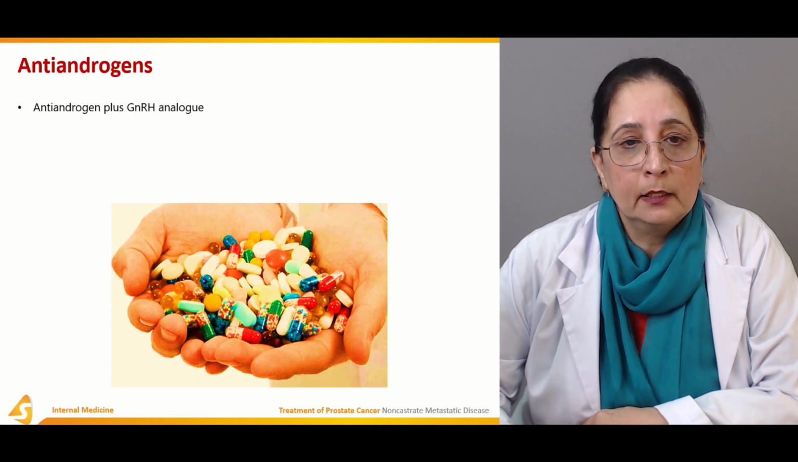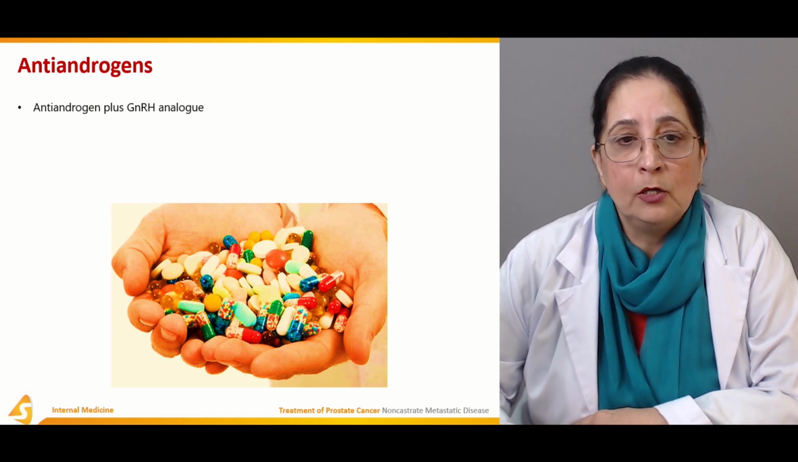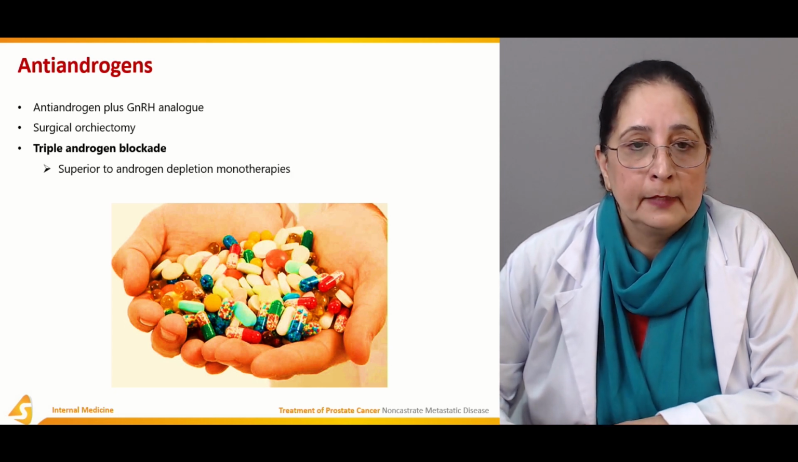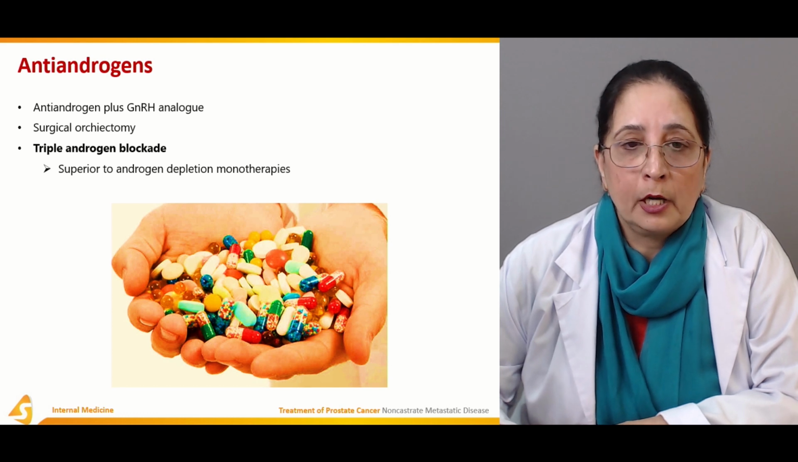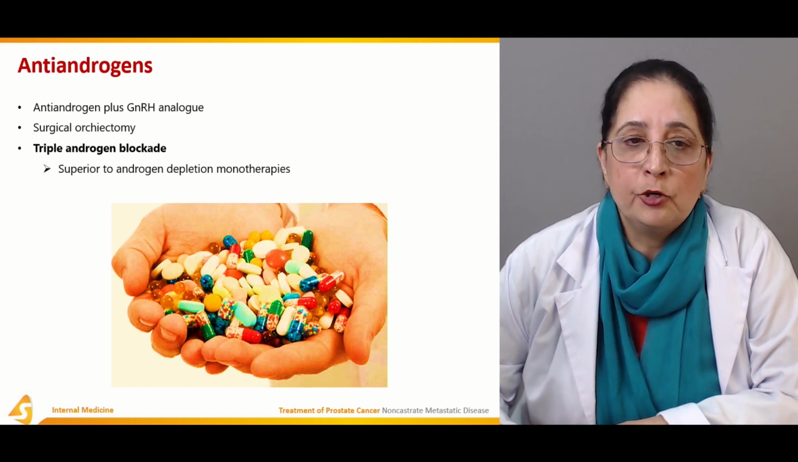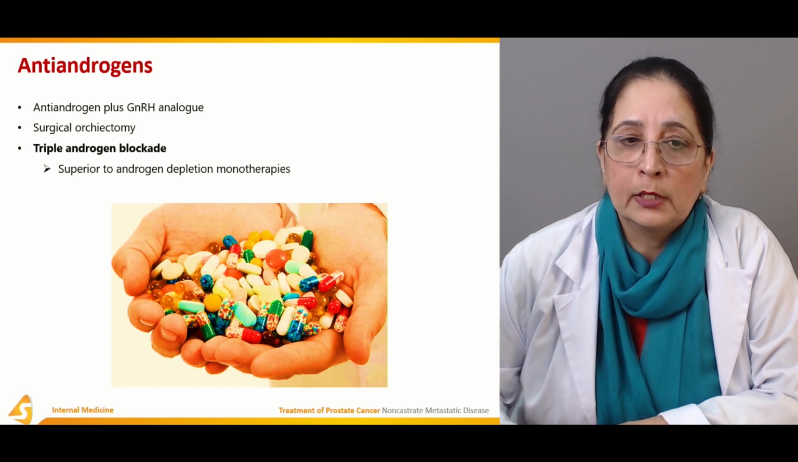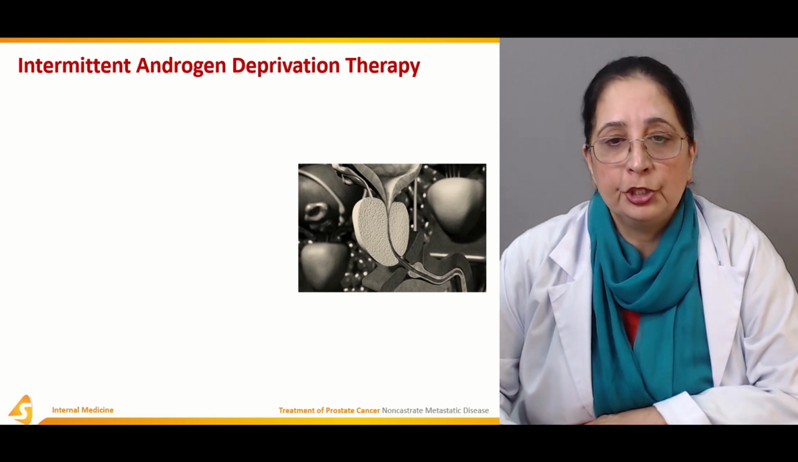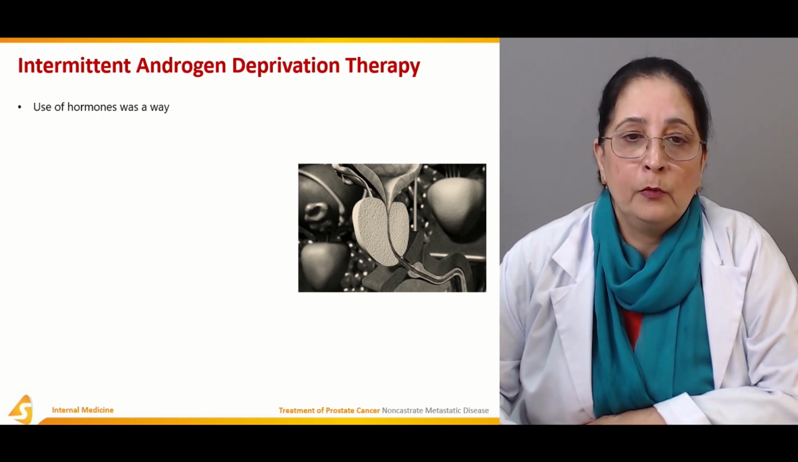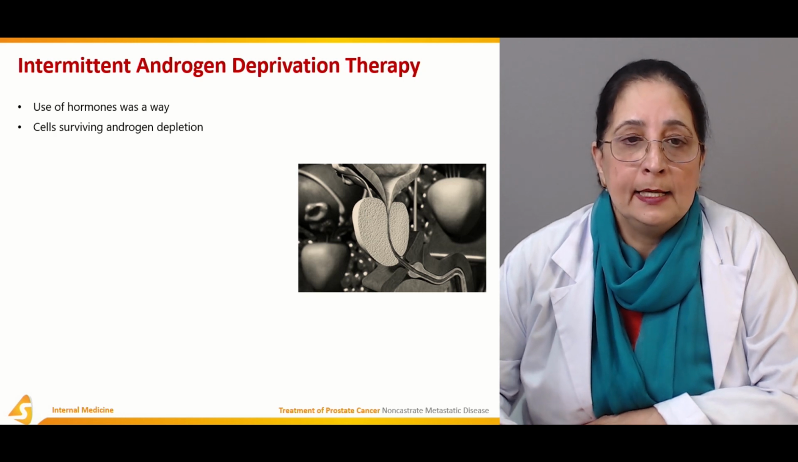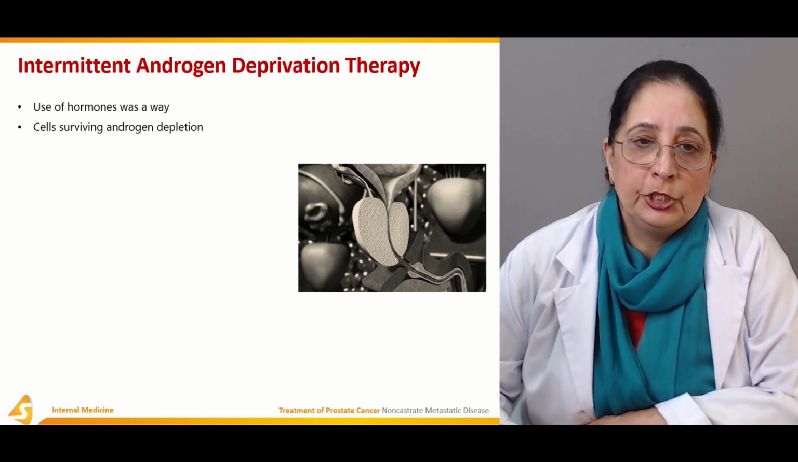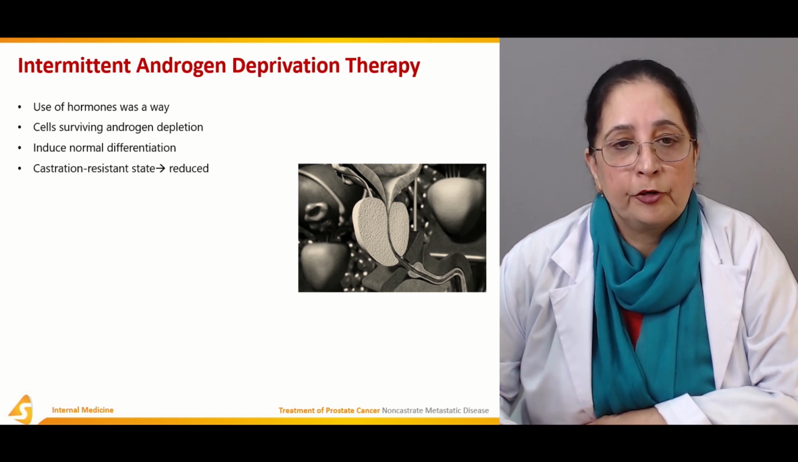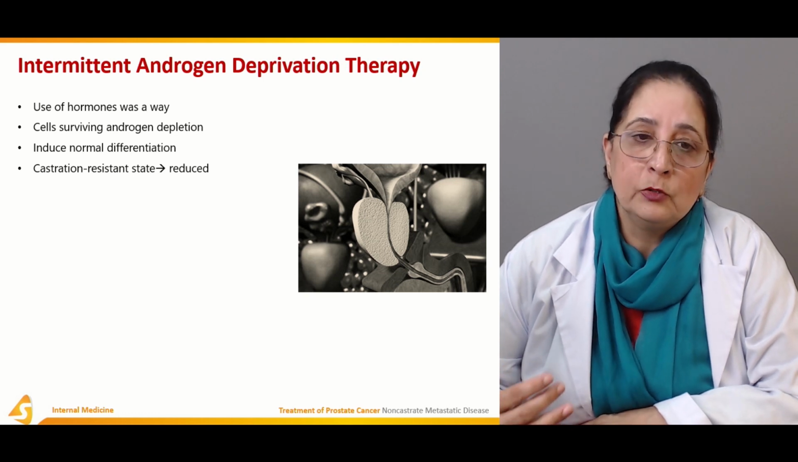Anti-androgen plus gonadotropin releasing analog, or surgical orchiectomy, is a triple androgen blockade, which is superior to androgen depletion monotherapies. Intermittent androgen deprivation therapy uses hormone withdrawal as a way to address cells surviving androgen depletion, induce normal differentiation, and reduce the castration resistant state.